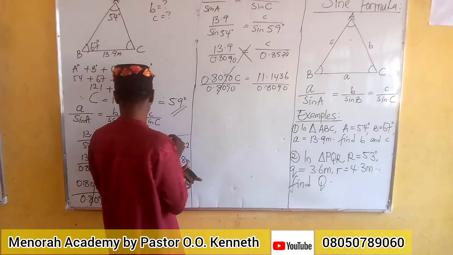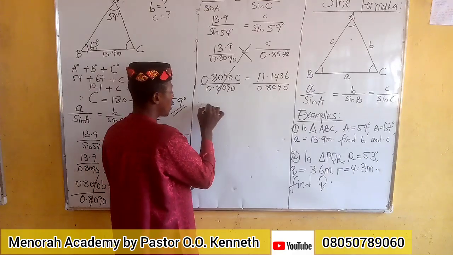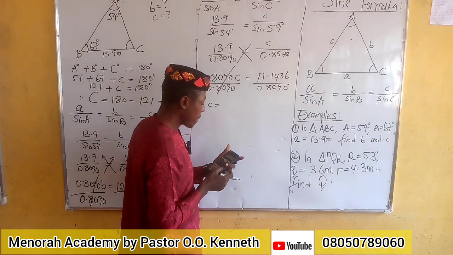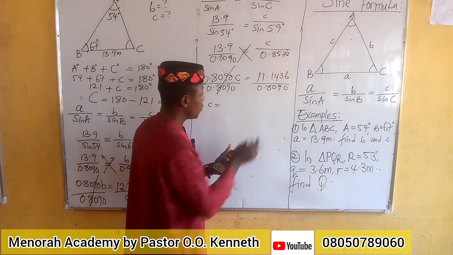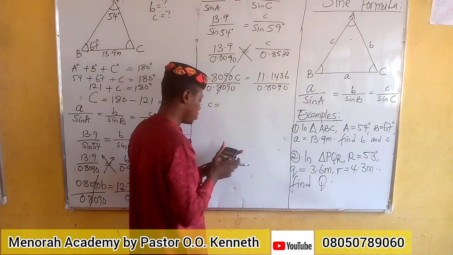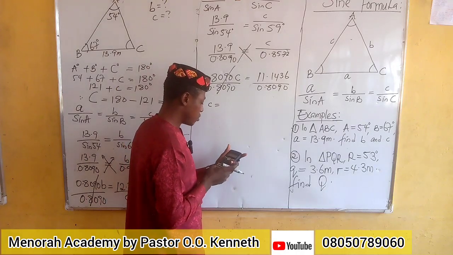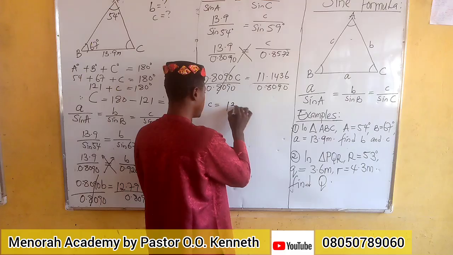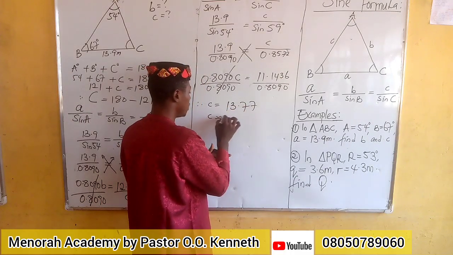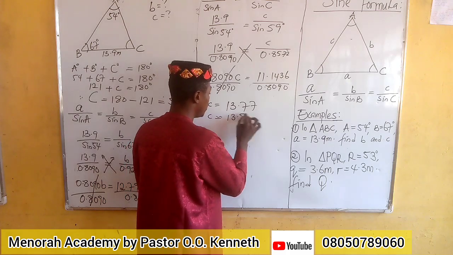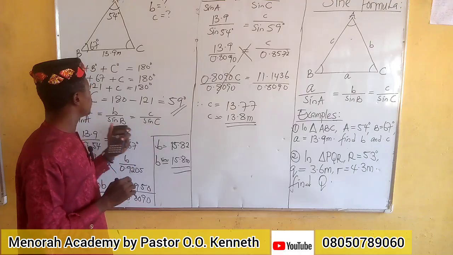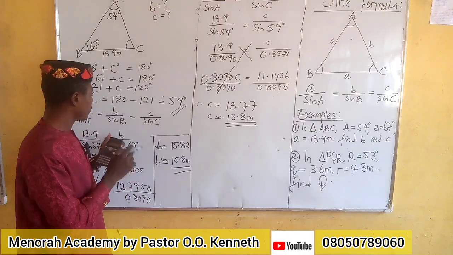This will cancel out themselves. Therefore, our small side C will be equal to 11.1436 divided by 0.8090, which is going to give us 13.77. So approximately it's going to be 13.8 meters. So this is our C. So with this, we have succeeded in finding our C.